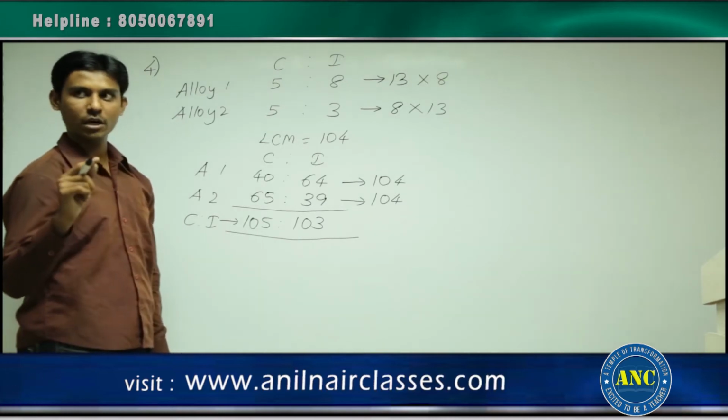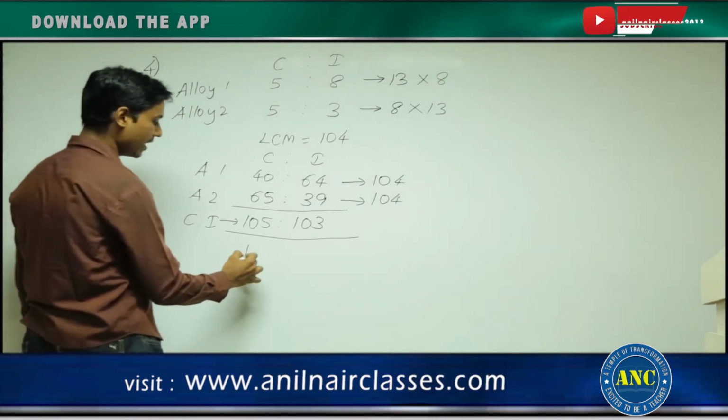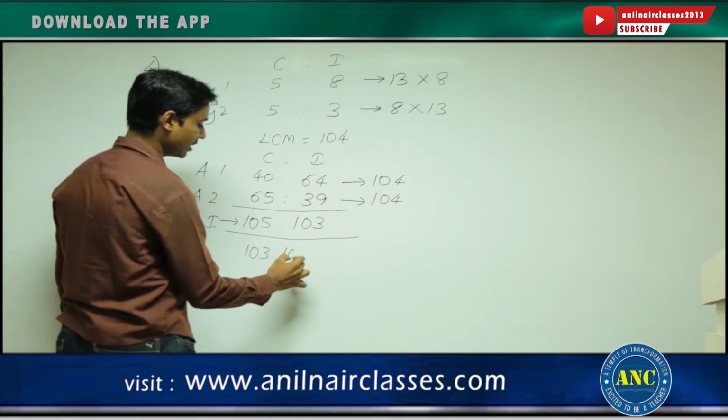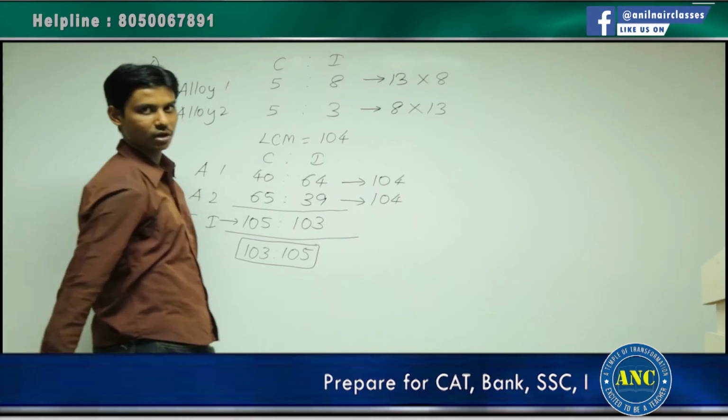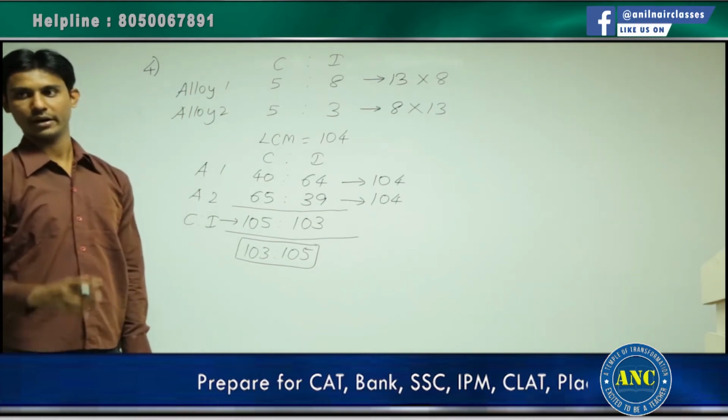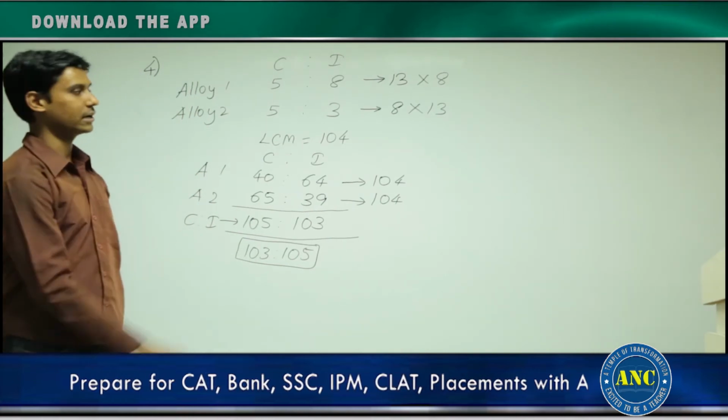But the question asks for iron is to copper. Please be very careful at the last step. The answer is not 105 to 103. It is 103 to 105. The answer for this question is 103 to 105. Clear with the approach? Please write down this question.